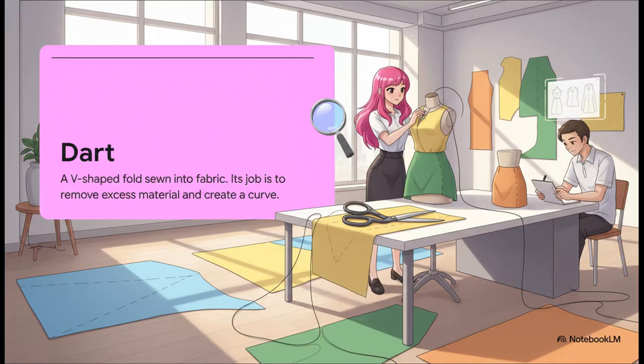And this is the secret weapon, the dart. It's such a simple idea, but it is incredibly powerful. A dart is literally just a V-shaped wedge that gets folded and sewn into the fabric. Its only job is to pinch out a little bit of that flat, extra material to create a 3-dimensional curve.